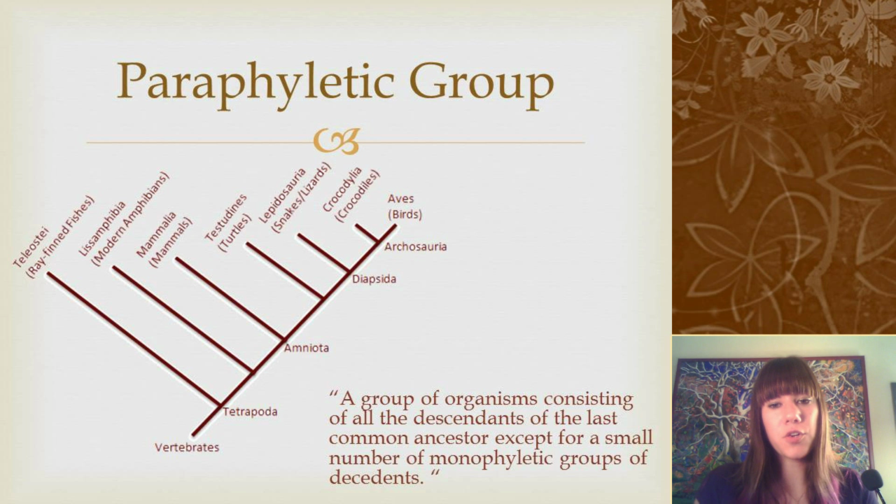A paraphyletic group is a group of organisms consisting of all the descendants of the last common ancestor except for a small number of monophyletic groups of descendants. And what does this mean?